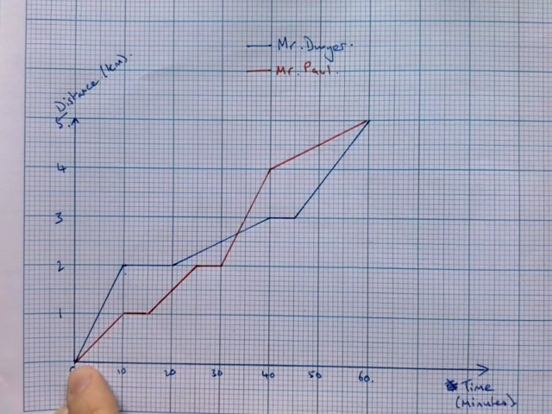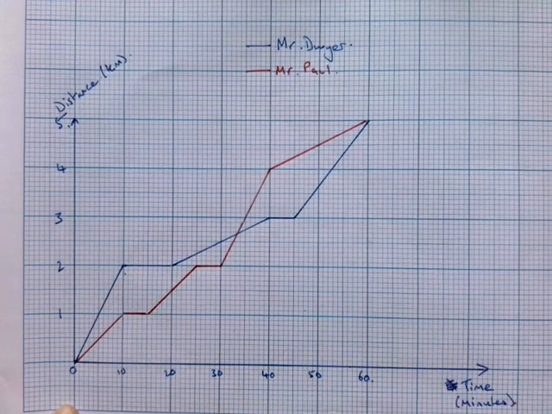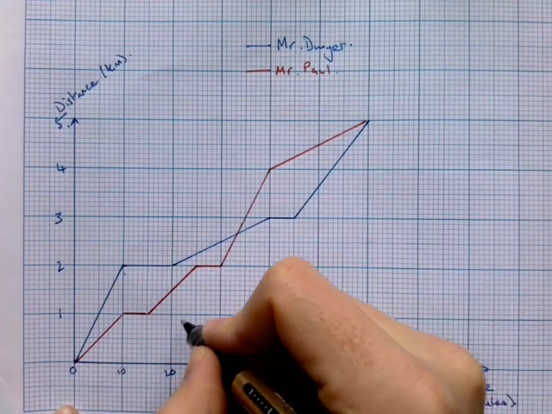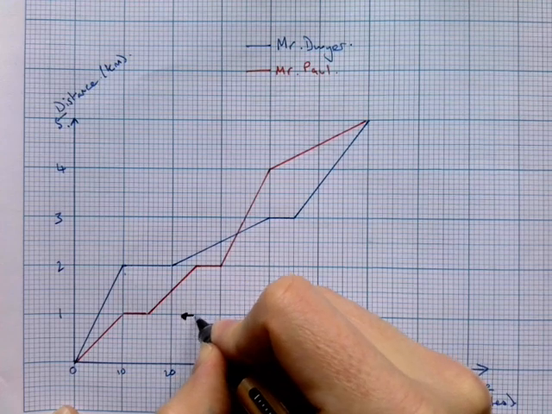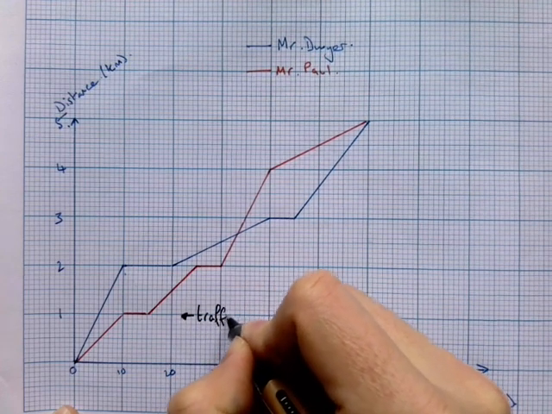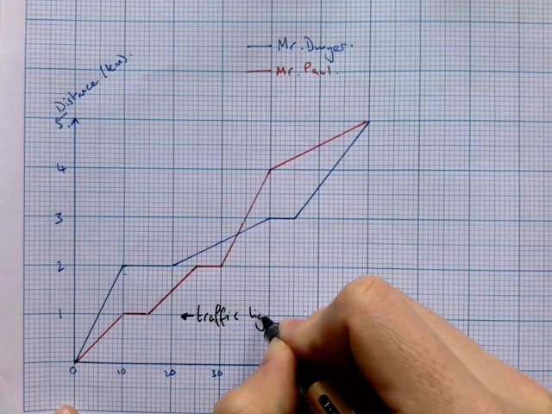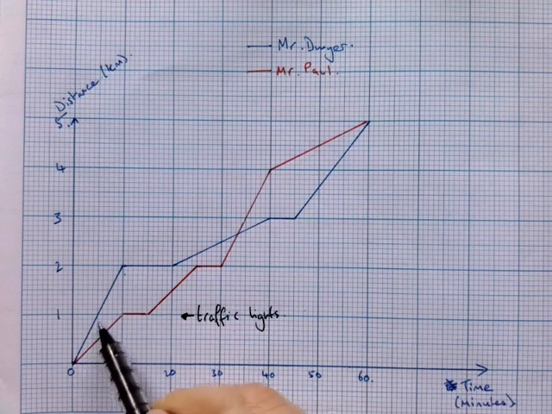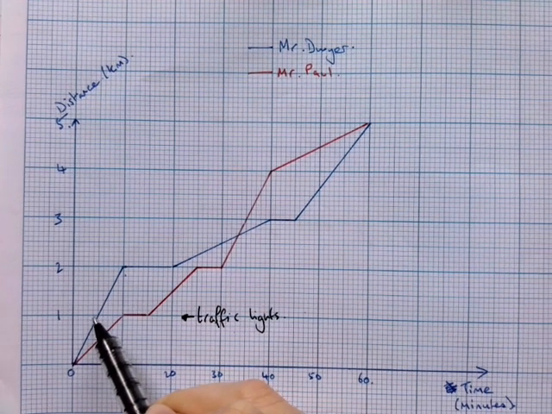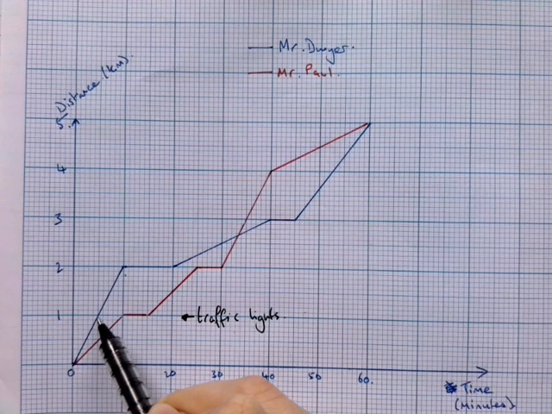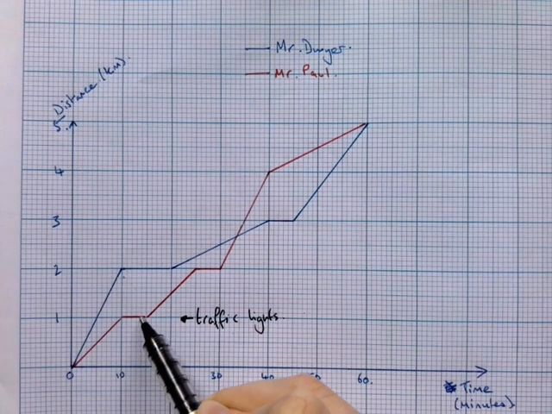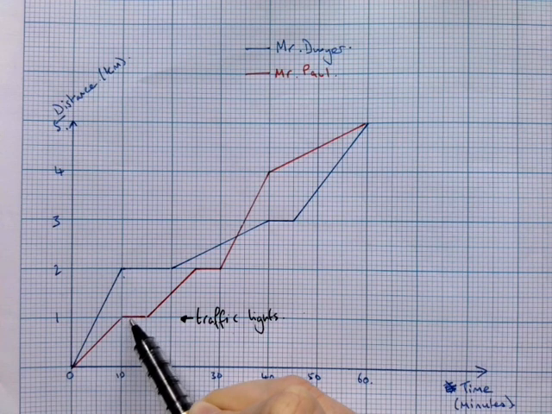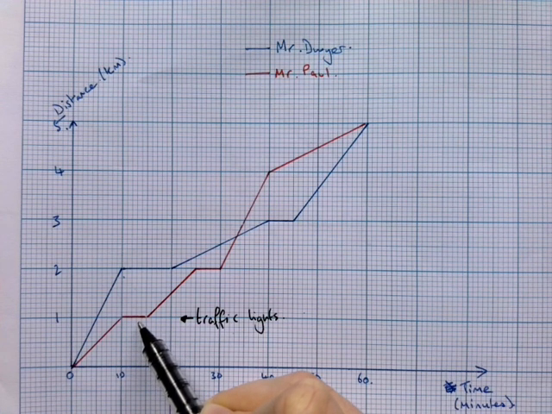And then what happens is, because I'm really fast, here there are a set of traffic lights. I end up going straight through the traffic lights because they're on green, so I don't stop. However, Mr. Paul gets there when they're red, so he ends up having to stop at the traffic lights. That's why Mr. Paul here isn't moving, because he's waiting at the traffic lights.